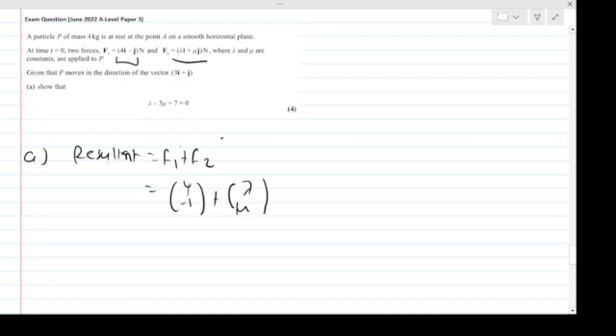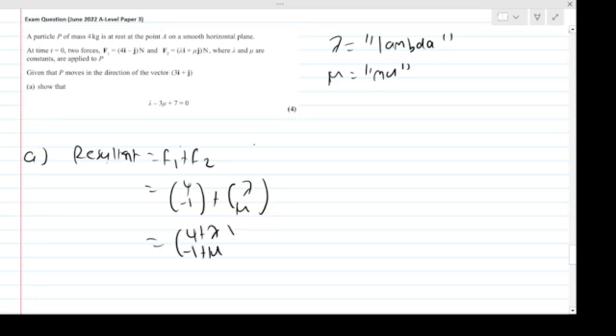You might not have seen those letters before. They're just Greek letters. We call them lambda, written like this, and mu. You might see them from time to time, but they're essentially just letters, fancy letters, and they're just constants. They're just hidden numbers. So if we add these vectors, we get 4 + lambda, and minus 1 + mu. Now that's the resultant force.